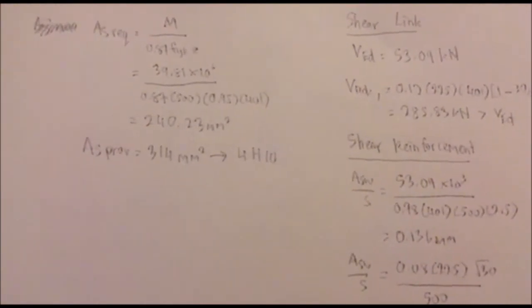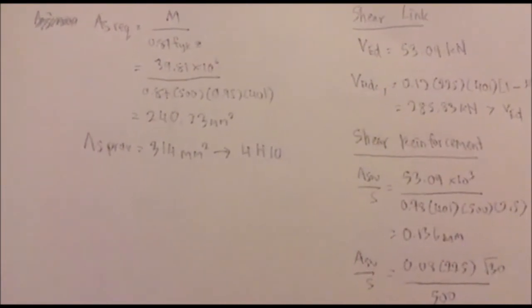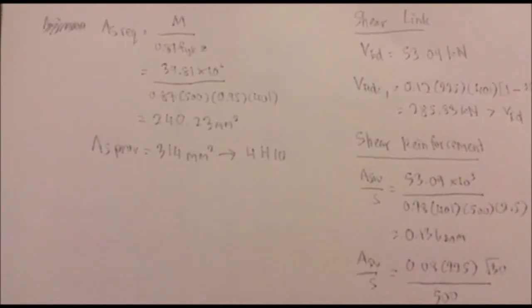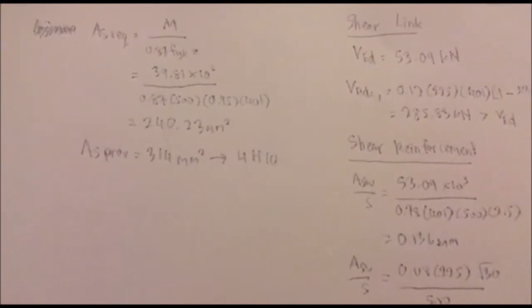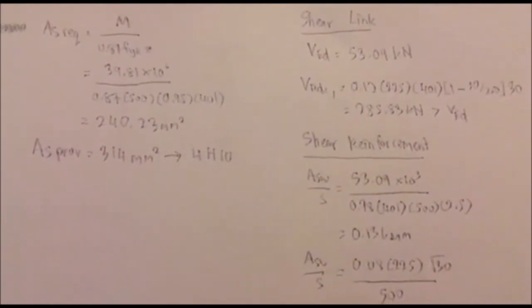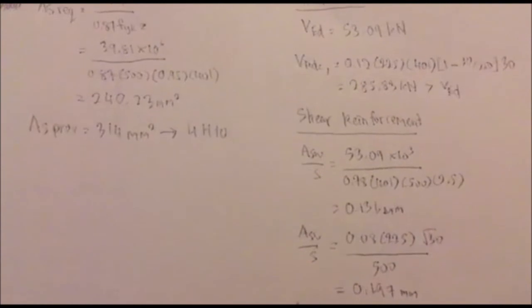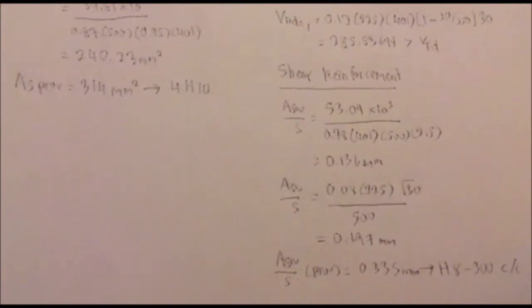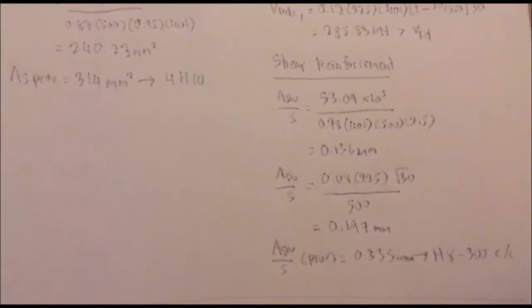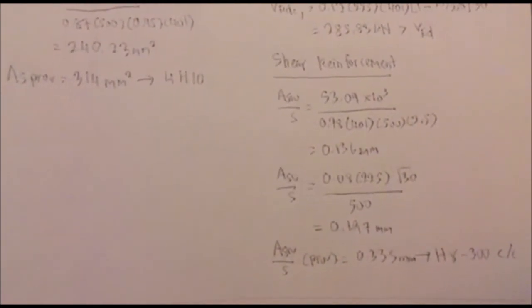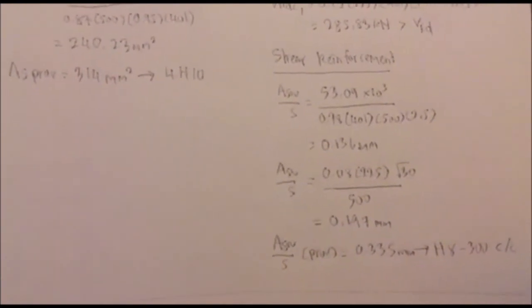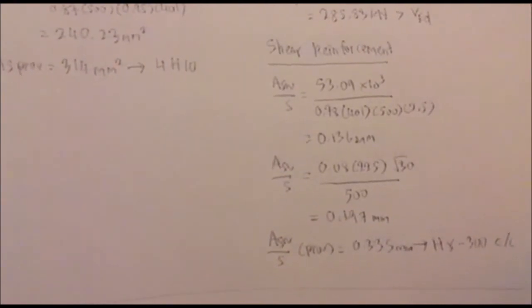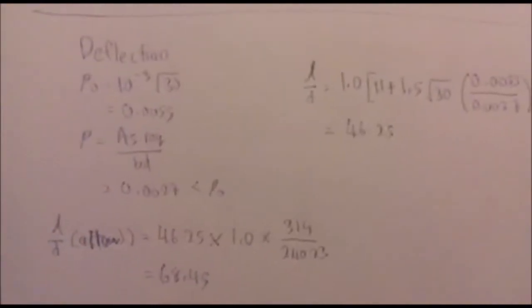Then we will use the table to get the AS provided, and then we can find the suitable reinforcement steel to be used, which is here 4H10. Then we will proceed to shearing. We will do the same method. We find the ASW over S required, which is here 0.197 mm. Then we will use the table to get the ASW over S provided. Then we can find the suitable link size for the beam, which is here H8 at 300 mm center to center.